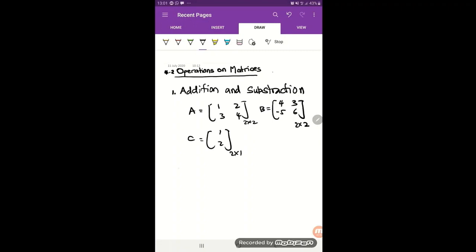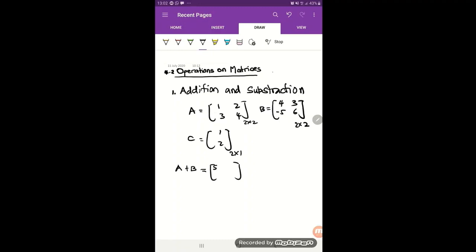How to do the addition between matrix A and matrix B? You can see there, matrix A and matrix B have the same orders. So the addition between matrix A and matrix B is defined. Matrix A, the element A11, plus matrix B, the element A11, that means 1 plus 4, the answer is 5.